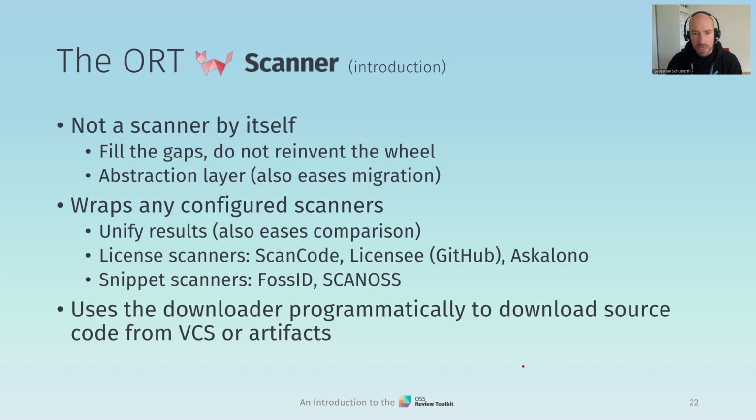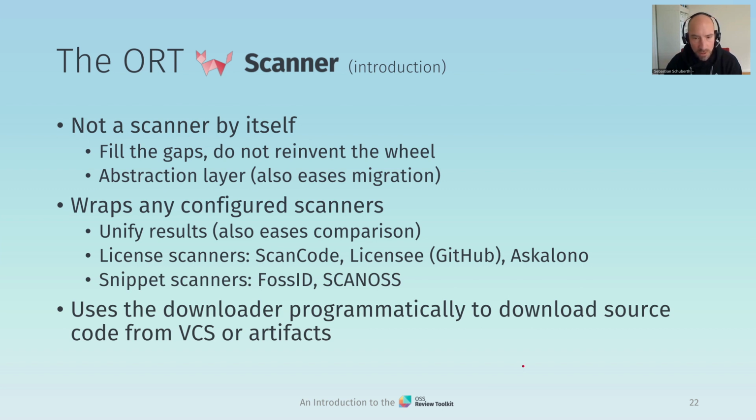The scanner in ORT actually is not a scanner by itself. Remember, we didn't want to reinvent the wheel, and there are good open source scanners out there, especially ScanCode, which is the default scanner that we are using in ORT. So the scanner serves as an abstraction layer for multiple scanners. The scanners that we support out of the box beyond ScanCode are Licensee, which is the scanner that GitHub itself uses to scan licenses and show this badge of which license is being used on the GitHub projects page, and Askalono, which is a scanner from Amazon.